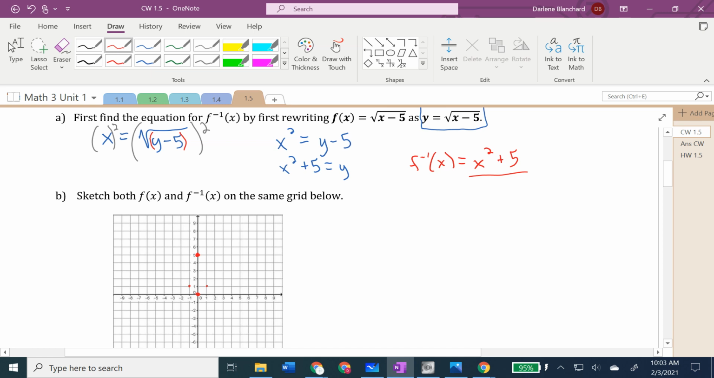These 2 points are 1 unit horizontal, 1 unit up from that vertex. And if you want to plot more points, 2 units horizontal, 4 units up will give you some more of those points. And then draw that parabola.